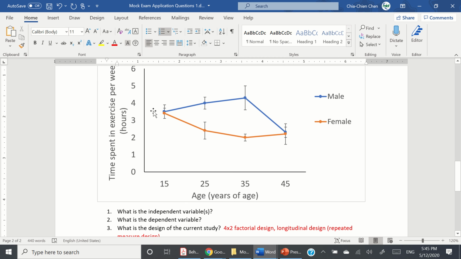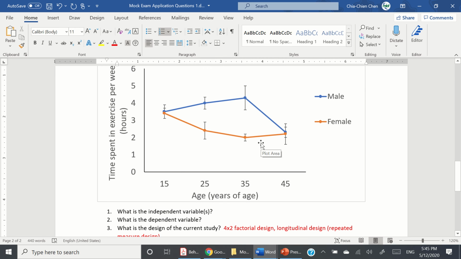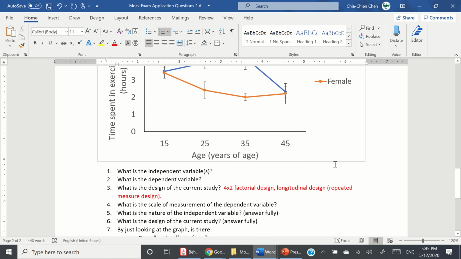And you can see that the slope is different, right? This is by no means parallel in terms of slope. So just by looking at the graph, you can say that there is definitely an interaction effect already. Okay, so by all of these three, this is the case. This is how you do data exploration when you're looking at the graph. Just by looking at the graph, you can get a good idea what kind of overall main effect as well as interaction effect you are looking at.